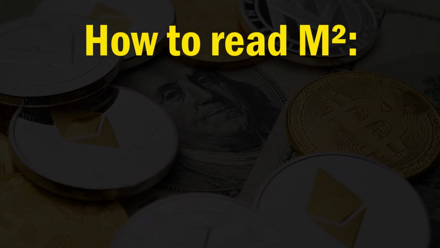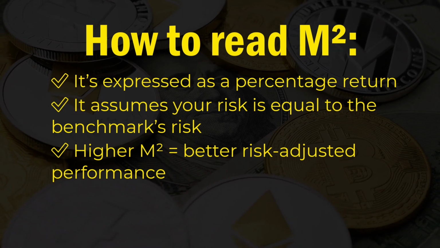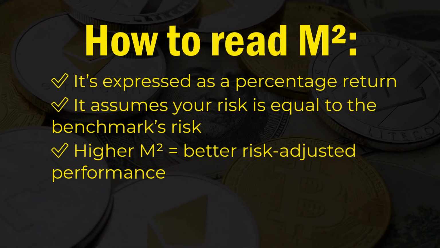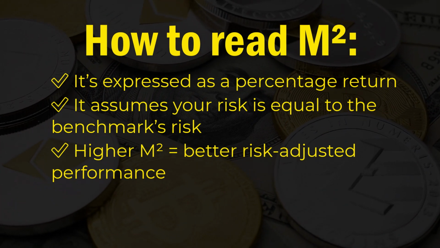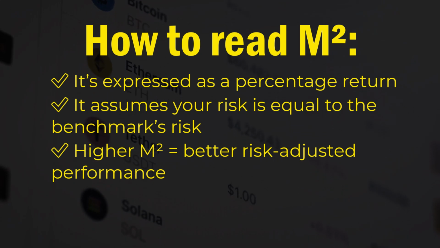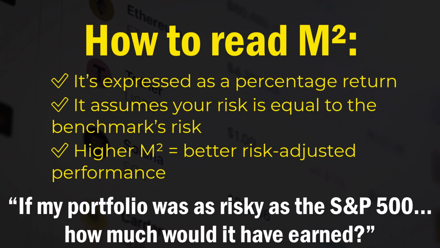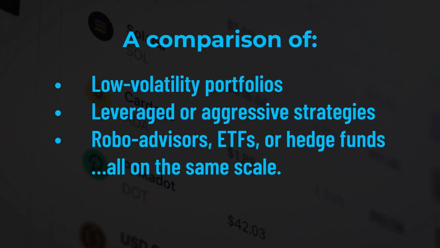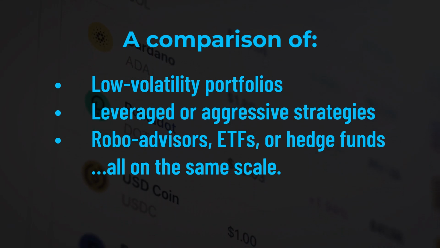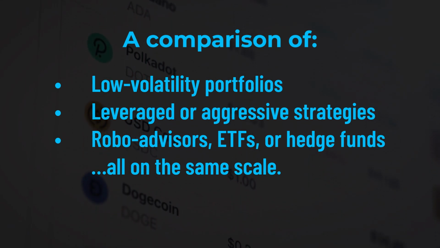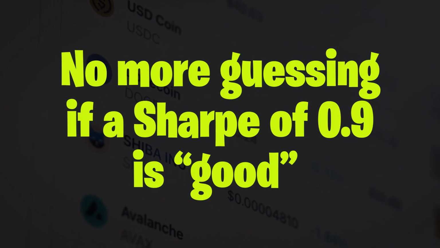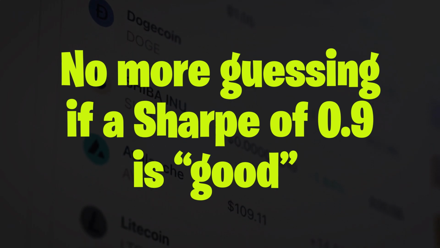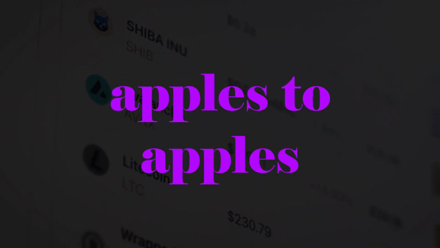Here's how to read the M-squared. It's expressed as a percentage return, and it assumes that your risk is equal to the benchmark's risk. Now, the higher the M-squared, the better the risk-adjusted performance. And it answers questions like, if my portfolio was as risky as the S&P 500, how much would it have earned? In the end, M-squared lets you compare low-volatility portfolios, leveraged or aggressive strategies, robo-advisors, ETFs, hedge funds, crypto, YouTube strategy analysts, all on the same scale. No more guessing if a Sharpe of 0.9 is good. You just see the return, apples to apples.